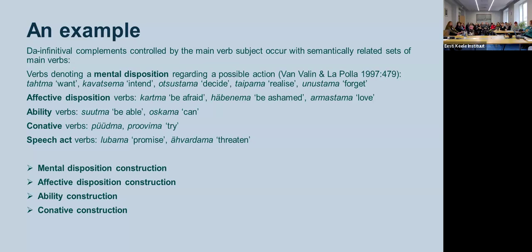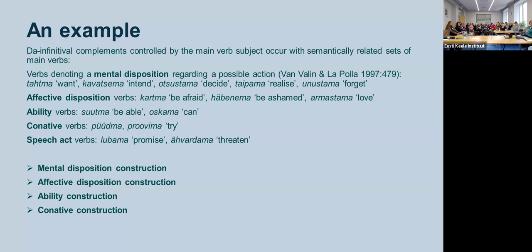The third group is ability verbs, which in fact could also be related to the previous ones. They could be described as denoting a physical or cognitive disposition towards the action. So these are verbs like be able and can. A further group is conative verbs, which could be again seen as one step further from simply having a disposition towards an action, but acting on this disposition. These are verbs meaning try.